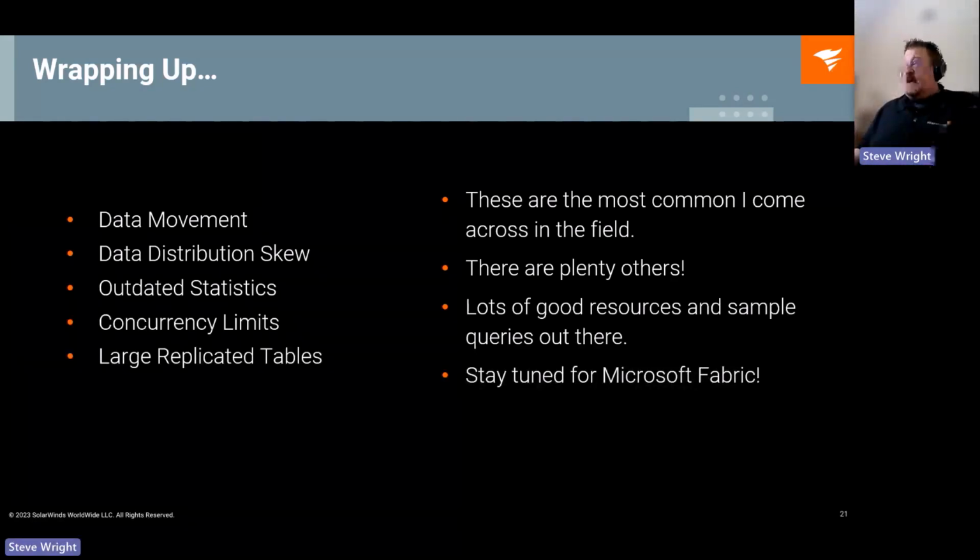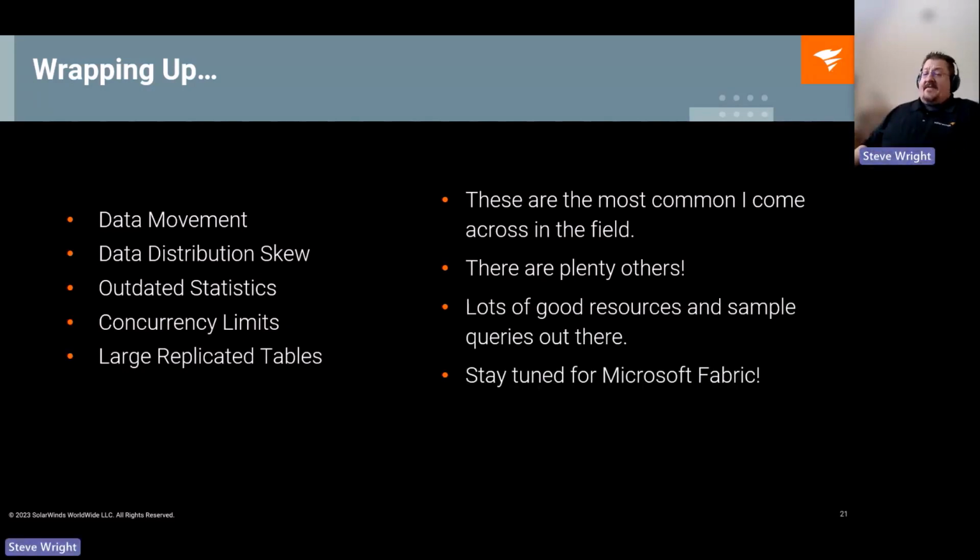Concurrency limits. Here's one that's not really related to data movement, but be aware that, based on the scale of the service tier you're currently set at, it can be an issue. At the very bottom tier, only 4 concurrent queries max are allowed. And it can be even less than that, depending on how you set up your resource classes or workload groups. If you allocate more resources, one query can take up everything. And then large replicated tables, which we just touched on.